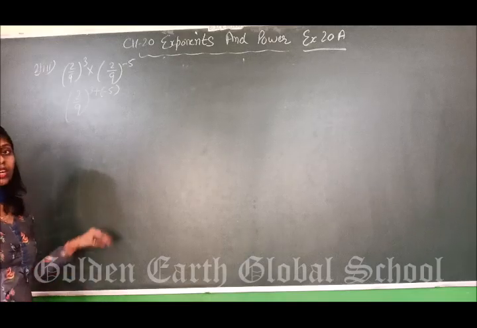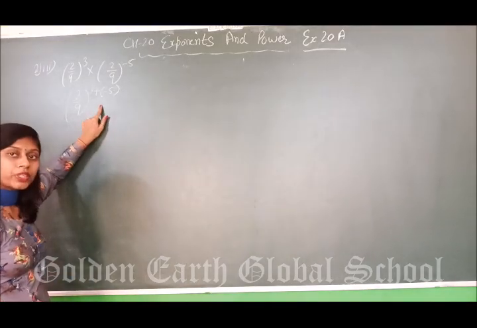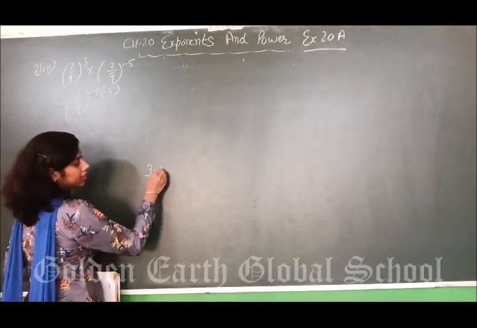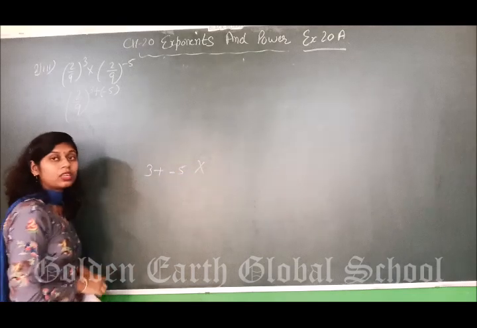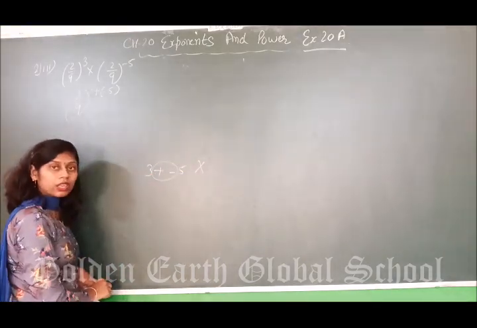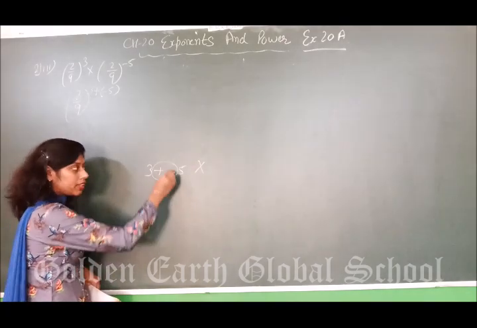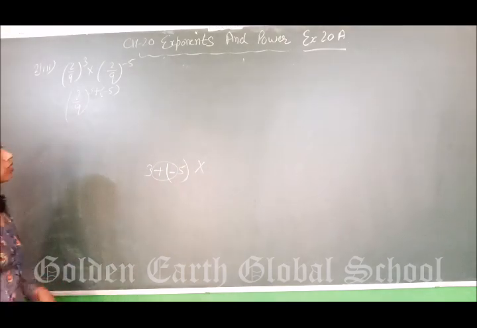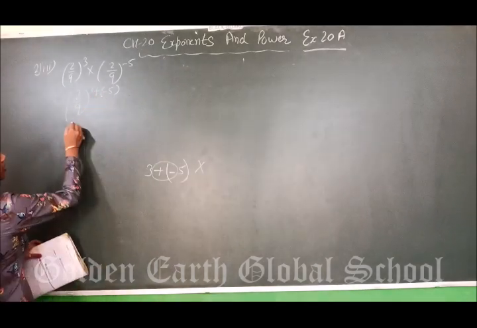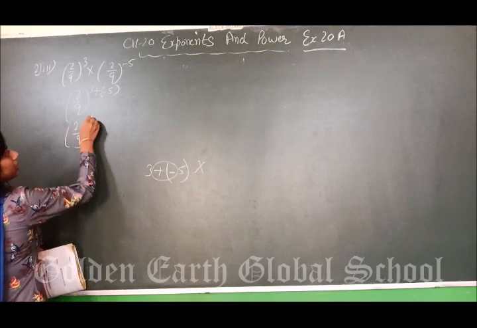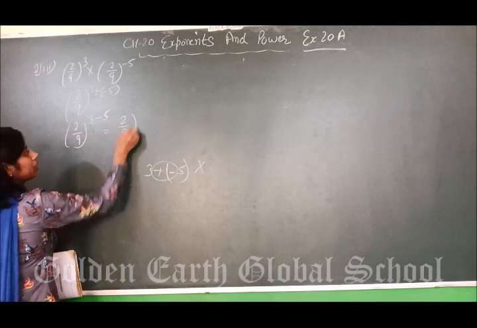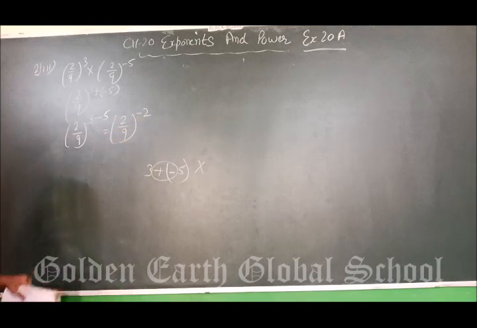If you have to write two signs together, then you have to put a bracket here. You can't write plus minus 5. It will be wrong because we can't write two signs together. So 3 plus bracket minus 5. Now 3 plus minus is minus. So (2/9) raised to power minus 2.